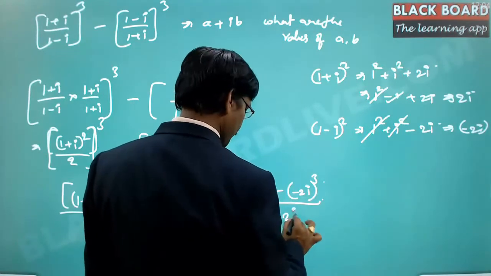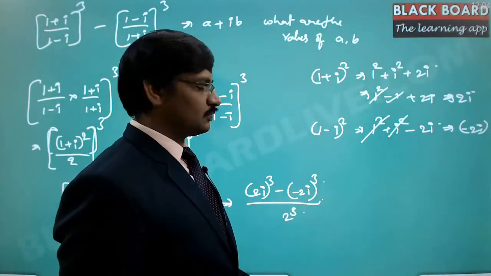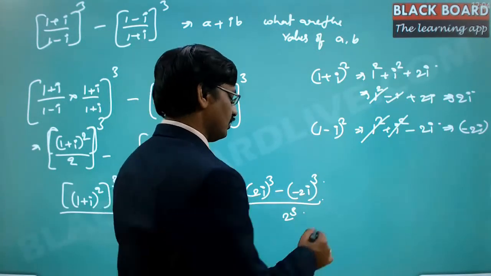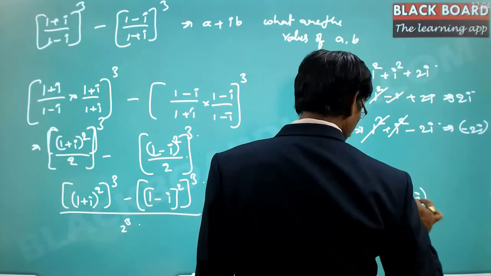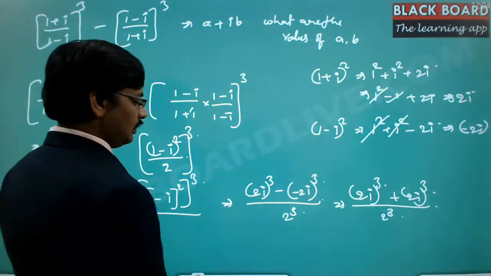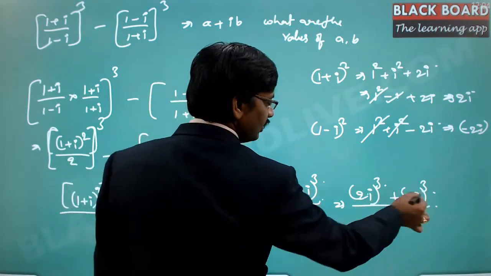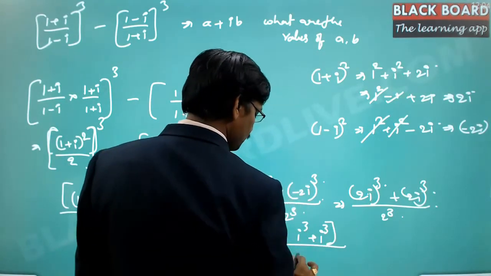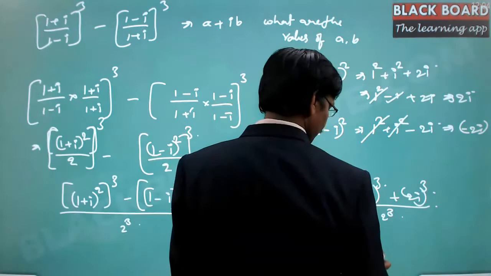Divided by 2 cube. Now minus whole cube is going to be a minus value, because minus 1 multiplied 3 times will still be minus, hence minus will come out. So this is 2i whole cube plus 2i whole cube, because minus 1 whole cube you can take out. The denominator is 2 cube. Now 2 cube you can take out from here and from there, and here i cube plus i cube divided by 2 cube. This 2 cube and 2 cube will cancel out.